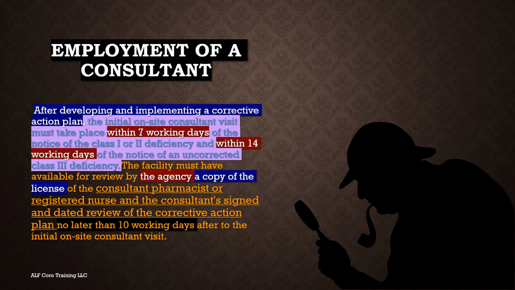After developing and implementing a corrective action plan, the initial on-site consultant visit must take place within 7 working days of the notice of the Class 1 or 2 deficiency and within 14 days of the notice of an uncorrected Class 3 deficiency. The facility must have available for review by the agency a copy of the license of the consultant pharmacist or registered nurse and the consultant's signed and dated review of the corrective action plan no later than 10 working days after the initial on-site consultant visit.